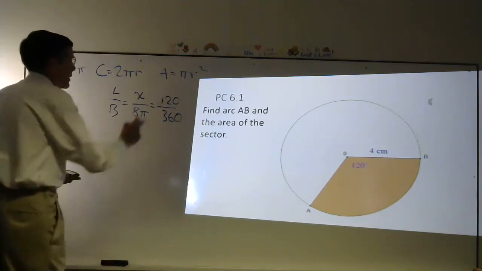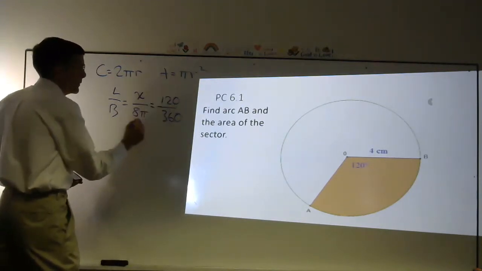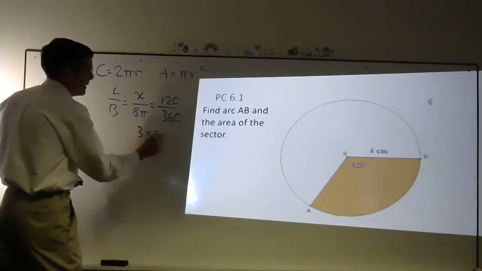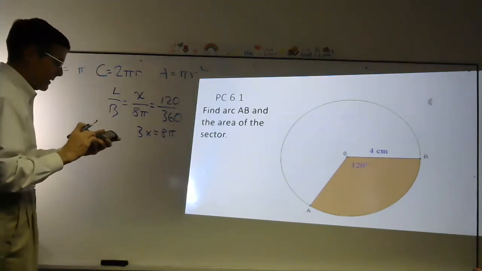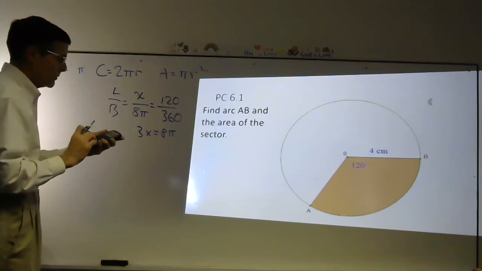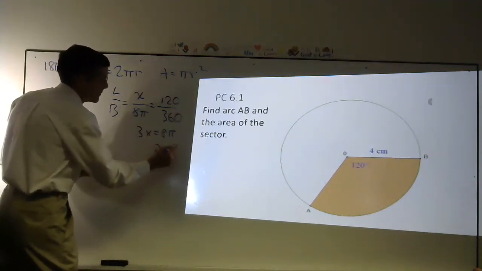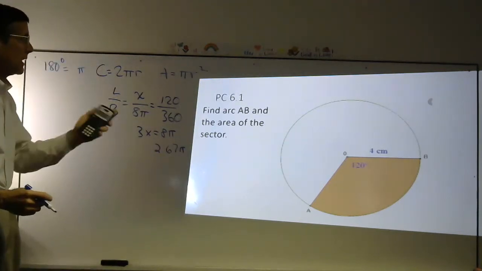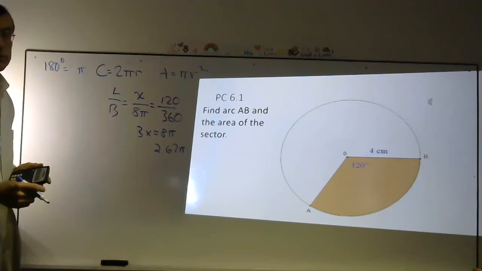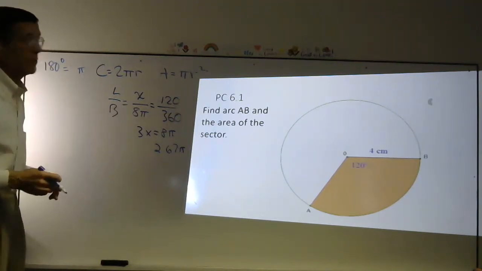This reduces to 1/3. So when I cross multiply, if it's 1/3, I get 3x is 8 pi, and divide 8 divided by 3 is 2 2/3, so it's 2.67 pi. 2.67 pi should be the length of that arc. Okay? It's 1/3 of the whole way around.